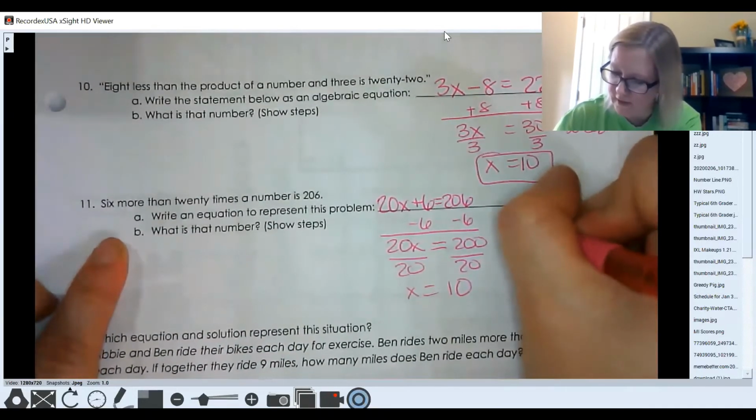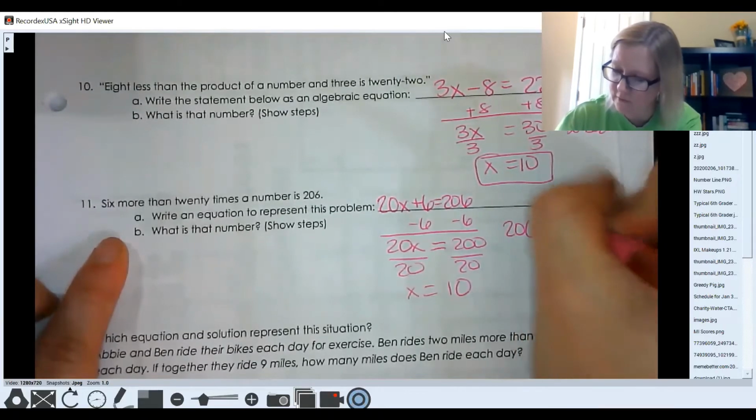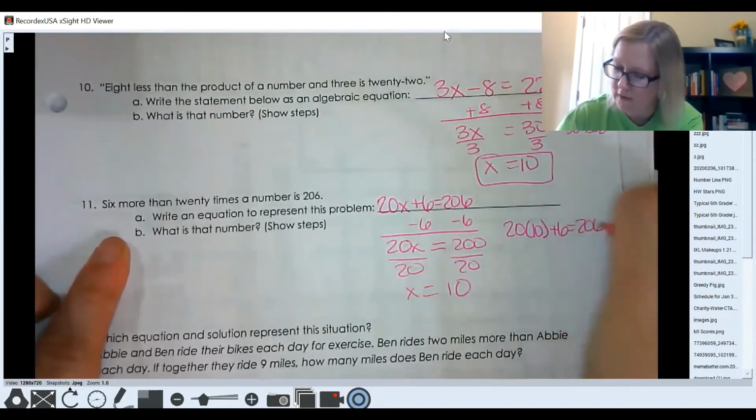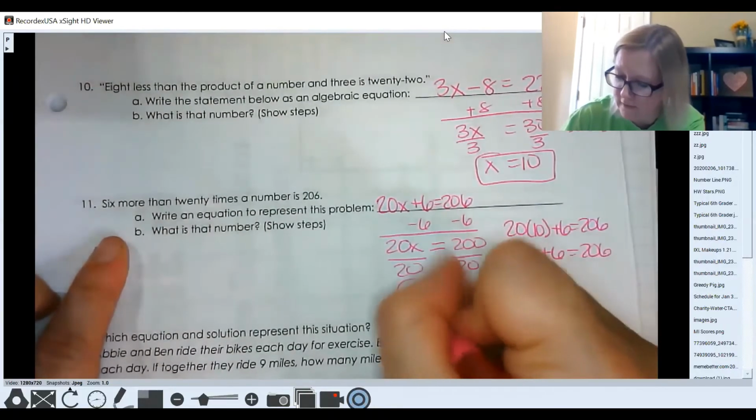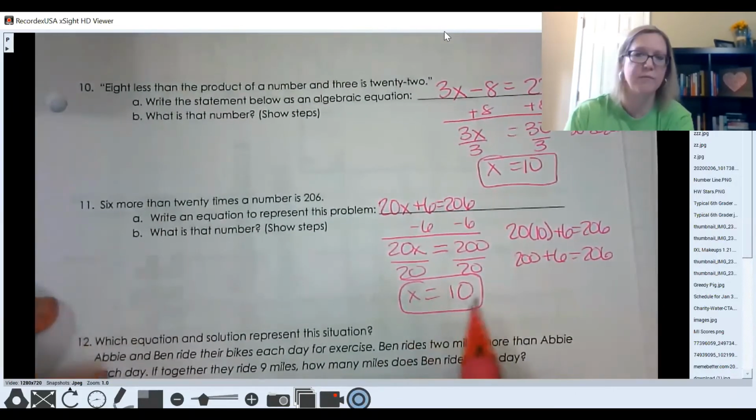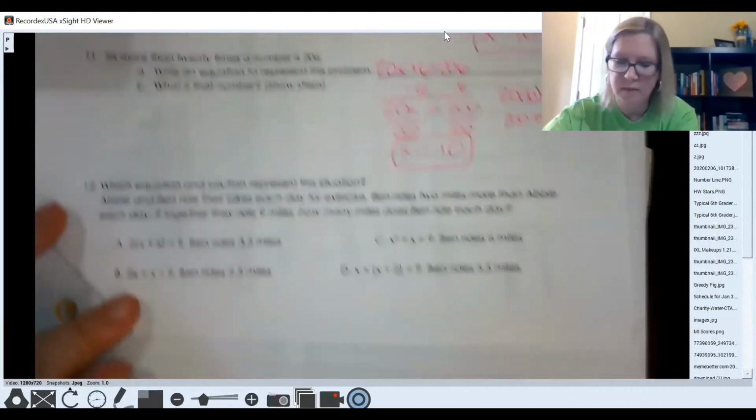All right, then we'll check it by substituting our answer back into the original equation. So 200 plus 6 equals 206. That's correct. So I know that x equals 10 is correct for part B. All right, problem number 12.